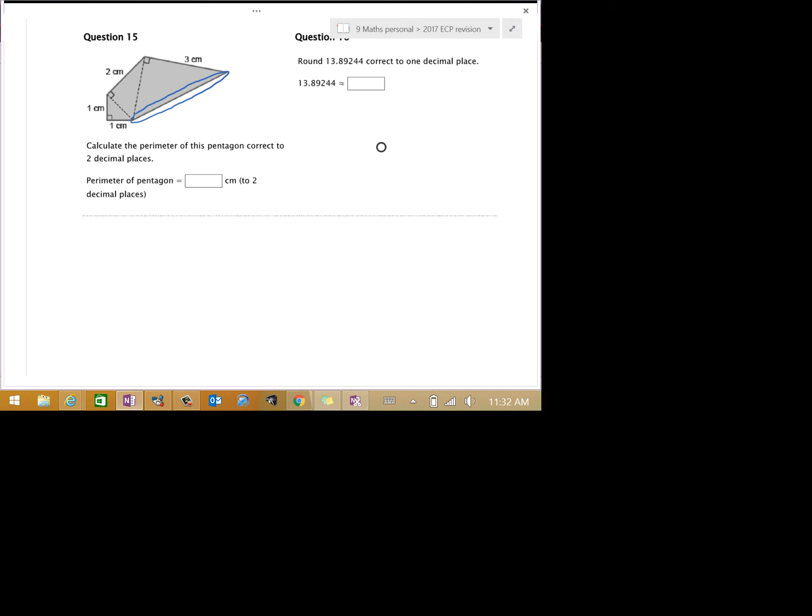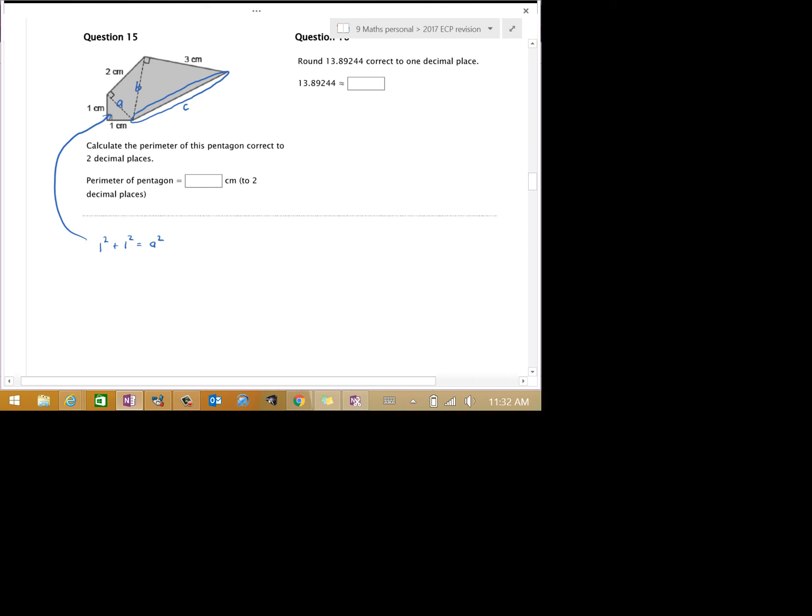Okay, so it's no different, it's just that it's a little bit more work, it's going to take you a little bit longer. So let's start with the first one. I'm going to call this A, this length here. I'm going to call this B, I'm going to call this C. So we're going to start with 1 squared plus 1 squared is equal to A squared. That's just using Pythag on this little triangle here.